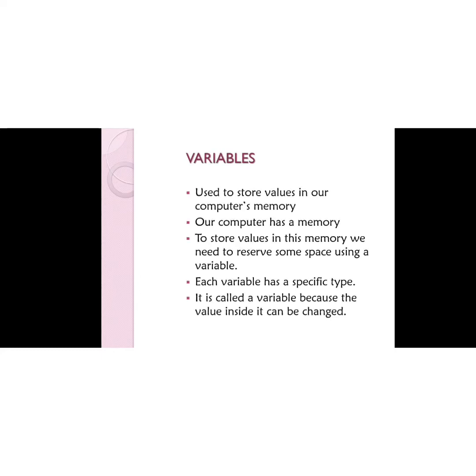A variable is used to store values in a computer's memory. So our computer has a memory, and to store values in this memory, we need to reserve some space, and this is done using a variable. Also, each variable has a specific type. It is called a variable because the value inside it can be changed.